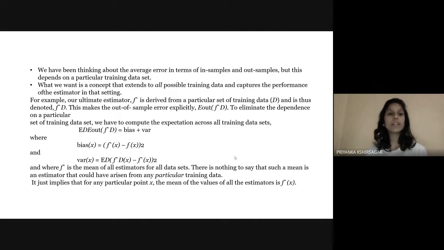Now, we have been thinking about average error in terms of in-sample and out-of-sample, but this depends on a particular training data set. So what we want is a concept that extends to all possible training data and captures the performance of the estimator in that setting. For example, our ultimate estimator f is derived from a particular set of training data D and is thus denoted f of D. This makes the out-of-sample error explicitly E_out of f of D.